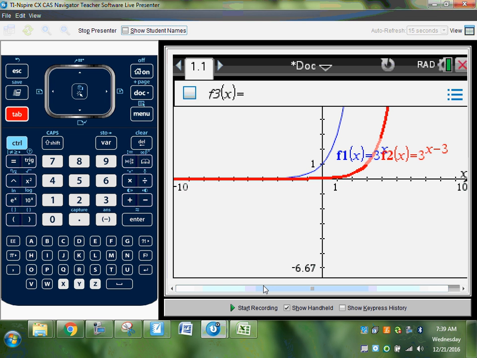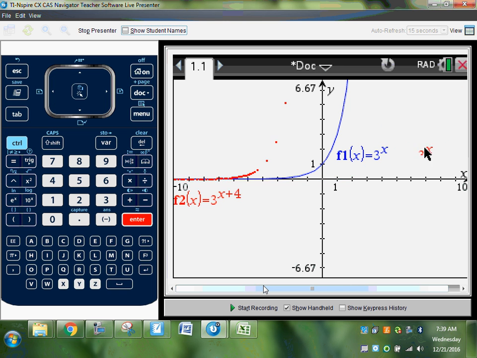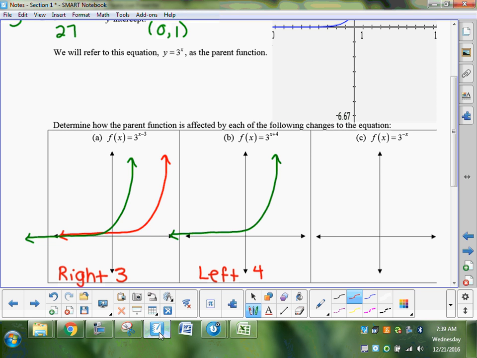So you can go back and change what F2 is instead of having to re-input everything. And then we said x plus 4 is the power. So there you go. It slides it over. Take this over. Something like that. What about negating the x?